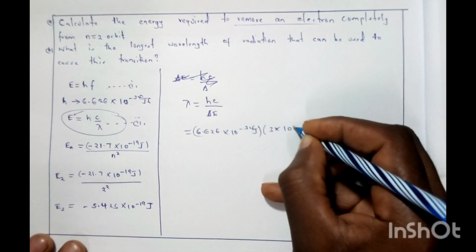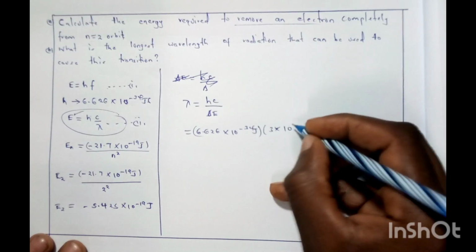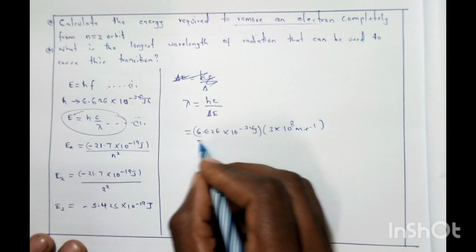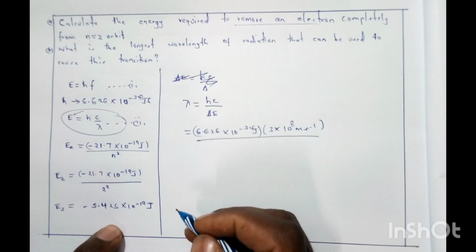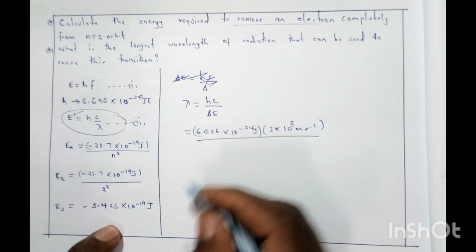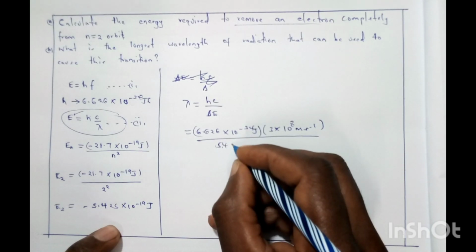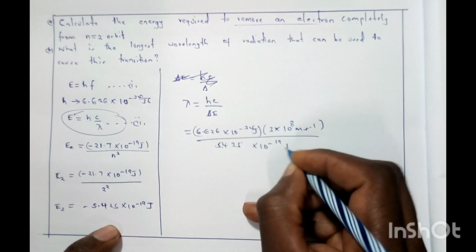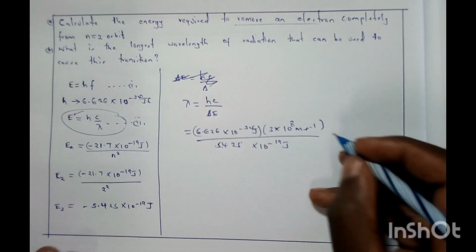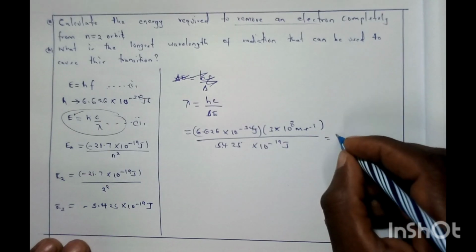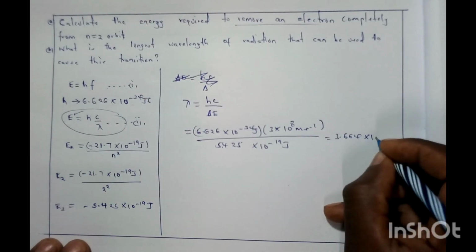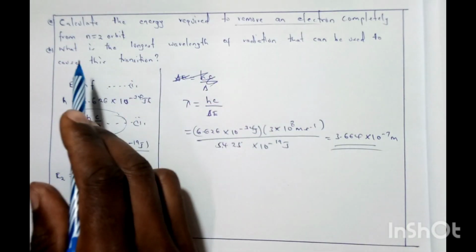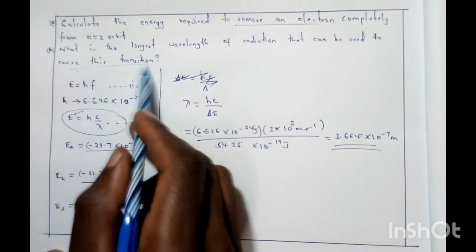multiplied by 3 times 10 raised to power 8 meters per second, which is the speed of light, divided by the change in energy associated with this transition, which is 5.425 times 10 negative 19 joules. This gives us 3.664 times 10 negative 7 meters as the wavelength of the radiation causing this transition.